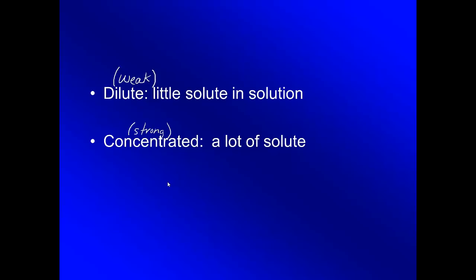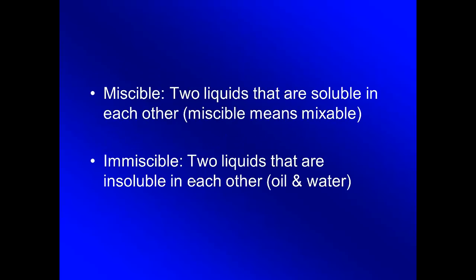Okay, 2 more vocab words we're going to look at: miscible and immiscible. This is when we're talking more about a liquid and a liquid, 2 liquids. So miscible is when those 2 liquids are soluble in each other. That means they're going to dissolve in each other. I throw them together, I do not see a line. They totally mix. So that's why I put this: miscible means mixable, something that helps you remember what they mean.